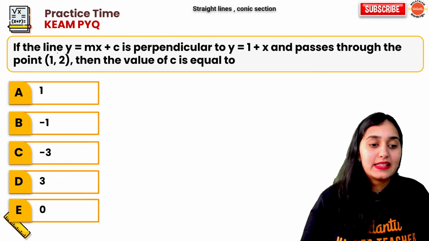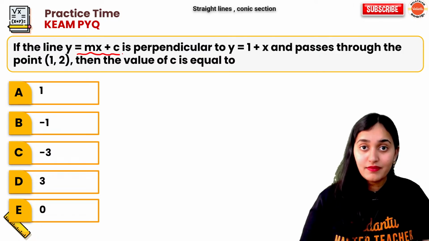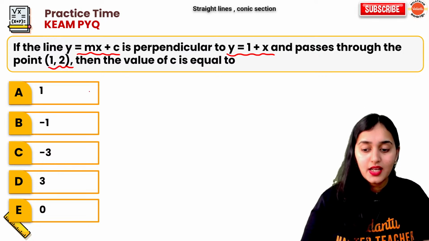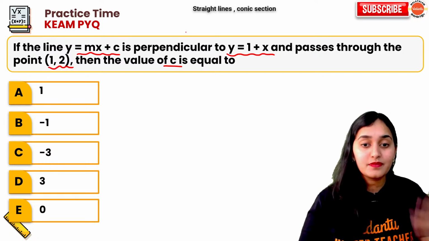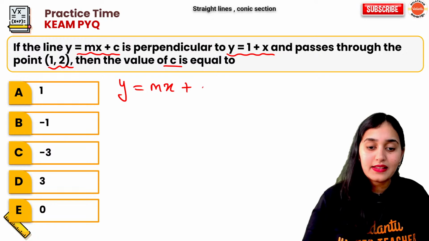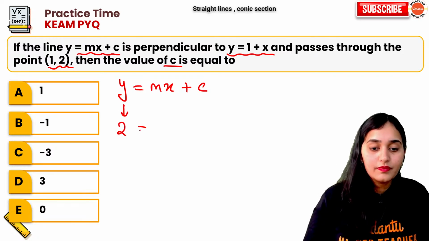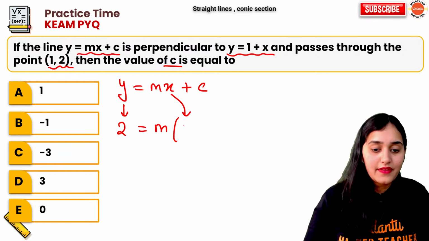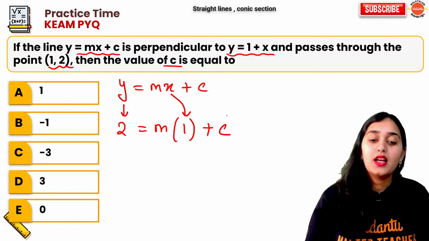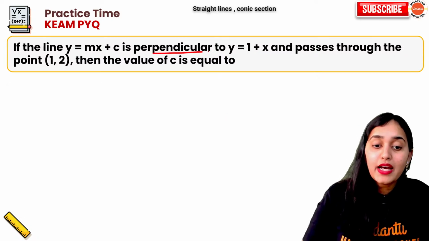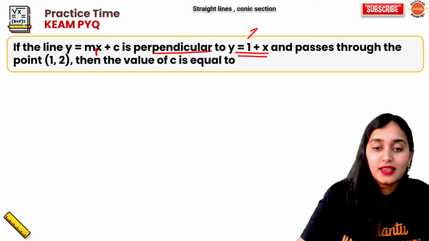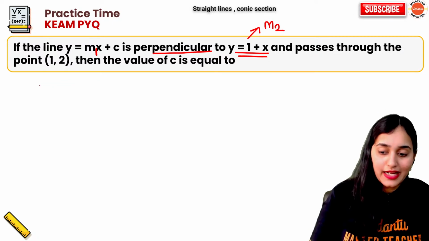Okay. Next, if the line y is equal to mx plus c is perpendicular to this line and passes through this point, then the value of c is what? How will you do that? We have the equation y is equal to mx plus c. We know y is 2, x is given as 1, and c. But what is m? What is the slope? Let me find out the slope. It is perpendicular to this line, so if I call its slope m1 and the slope of this line m2.